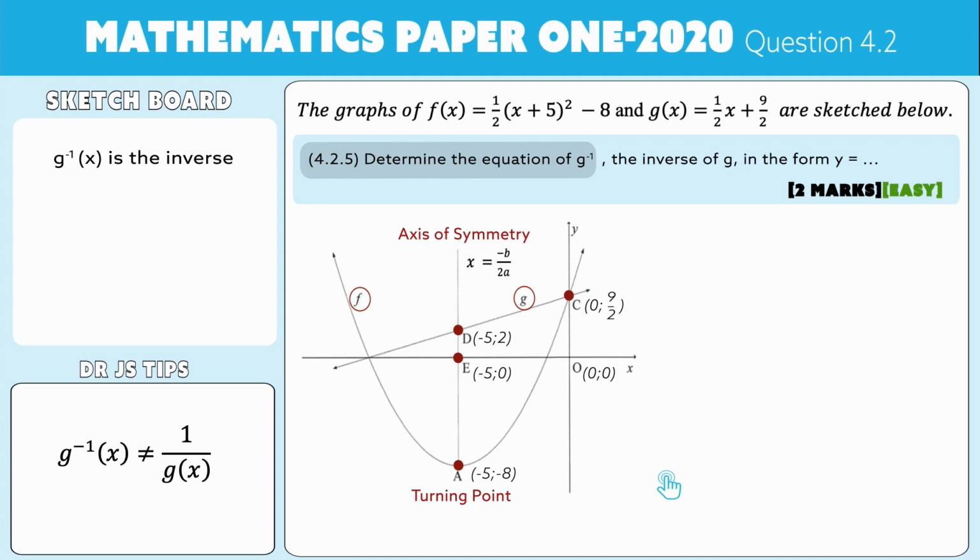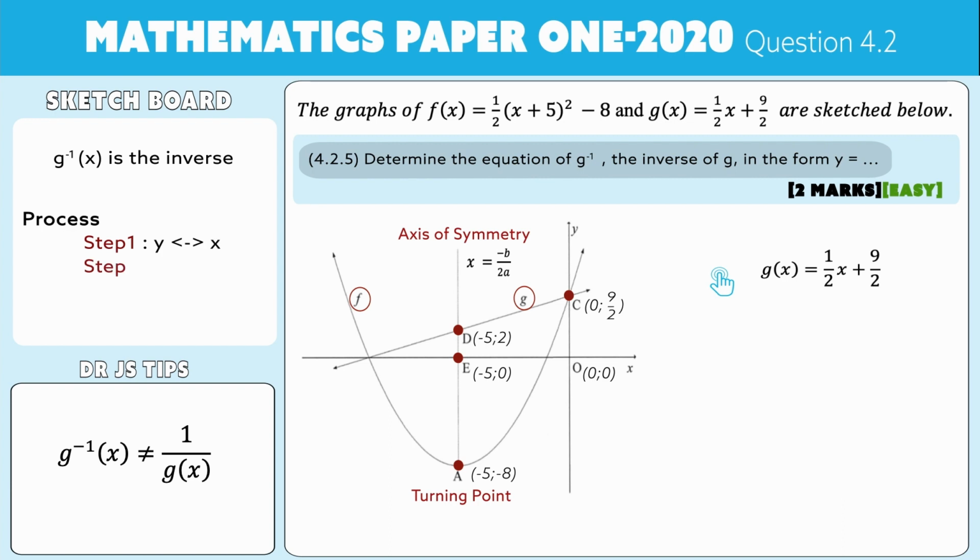Okay, so they want us to determine the equation of the inverse of g in the form. Now remember, if they say that, g is a line, okay? g is the line that we had, g of x is equal to a half of x plus 9 over 2. Now on the sketchboard, let's write down the process for finding an inverse.